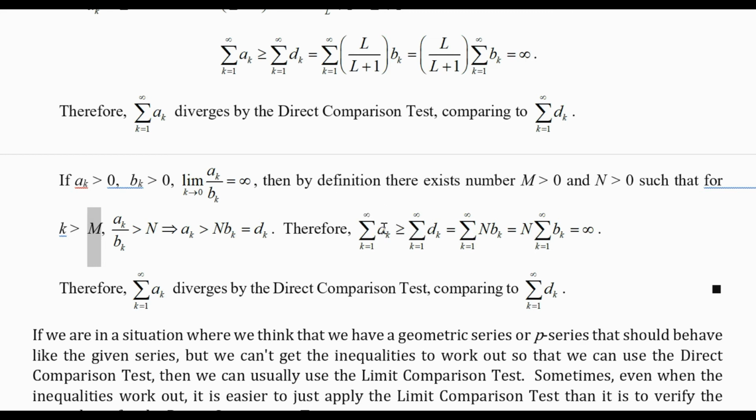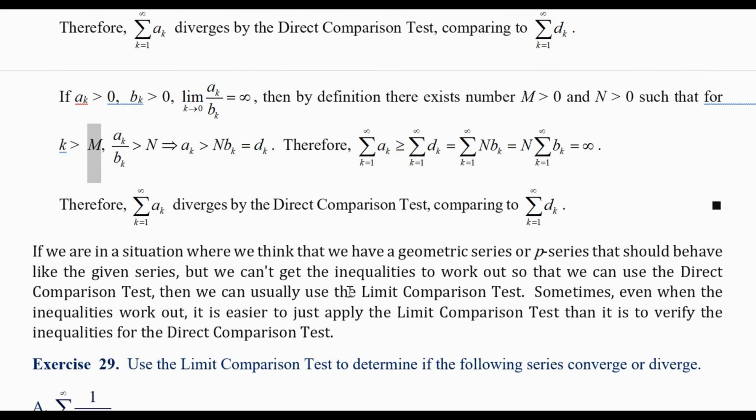The sum from k equals 1 to infinity of a sub k is greater than the sum of the d sub k. D sub k is n b sub k. Factor the n out front, and we get that. All right, so therefore, the sum from k equals 1 to infinity of a sub k diverges to infinity by the direct comparison test to d sub k, either one of these d sub k's, depending on which one it is. Well, that gives us our proof.